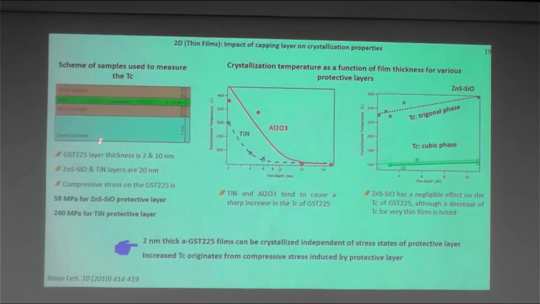So what does such a protective layer do to the GST thin film? They induce some stresses, compressive stresses, on the GST thin film, so they compress it, and the stresses can be really large. In this case, this is 60 MPa, and this is 240 MPa. But anyway, the 2 nanometer amorphous GST films can be recrystallized independent of the stress of the protective layer.